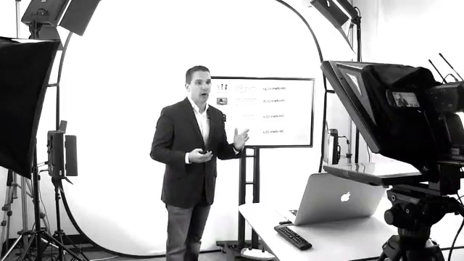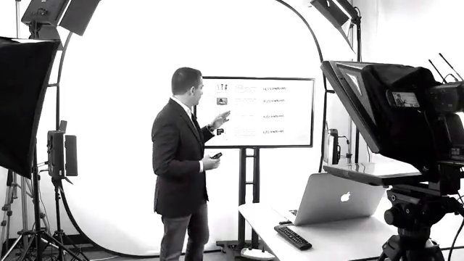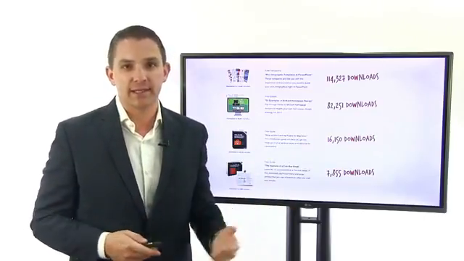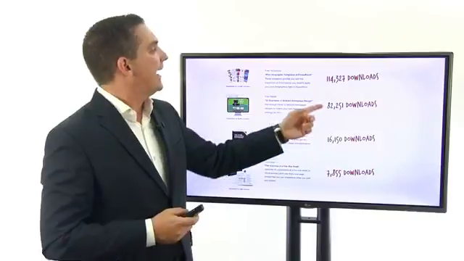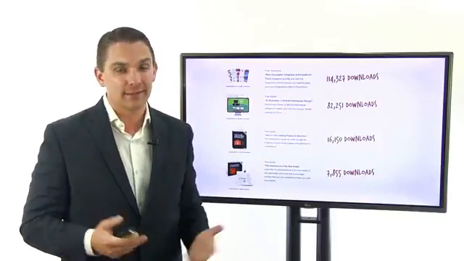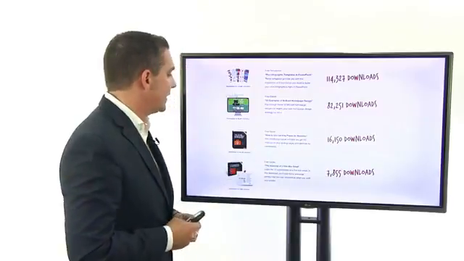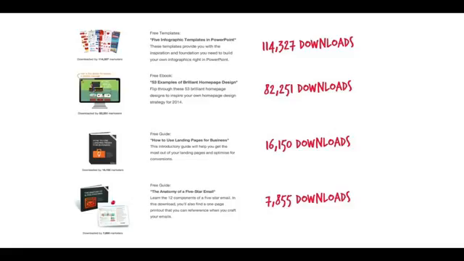Now let's look at the ones on the bottom. Right? Let's look at the ones at the bottom. So number 4, which generated 16,000 downloads, still not bad, right? 16,000 leads is pretty solid, but compared to 82,000 and 114,000, it's not even close. So here we go at 16,000. You've got how to use landing pages for business.